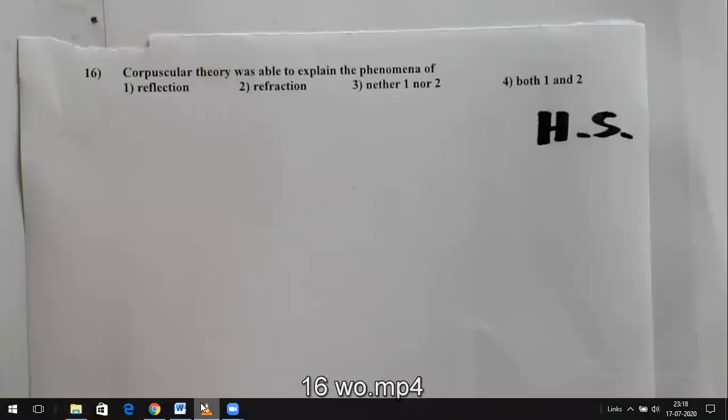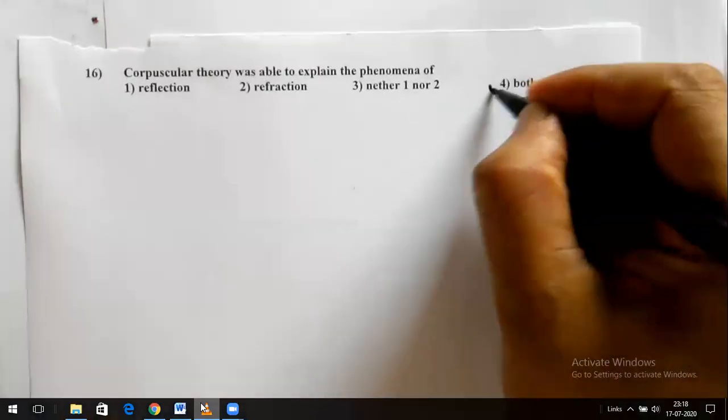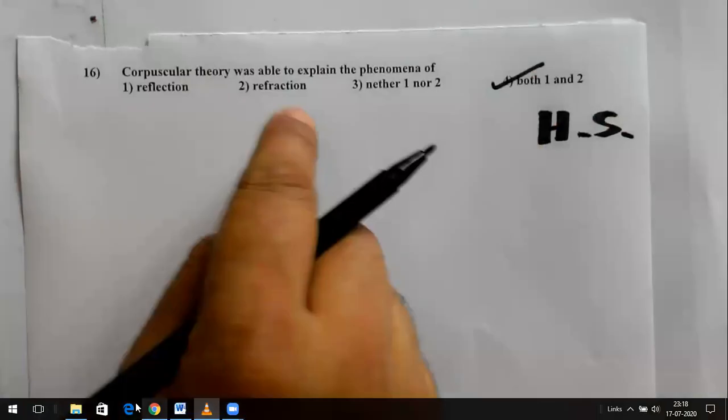Corpuscular theory was able to explain the phenomena of... Now, corpuscular theory was able to explain reflection and refraction, but it fails to explain simultaneous reflection and refraction. That's all. So you can select the option both 1 and 2. It was able to explain these two.